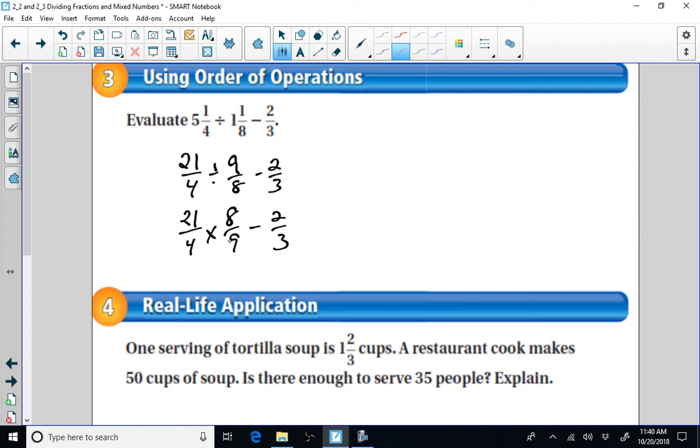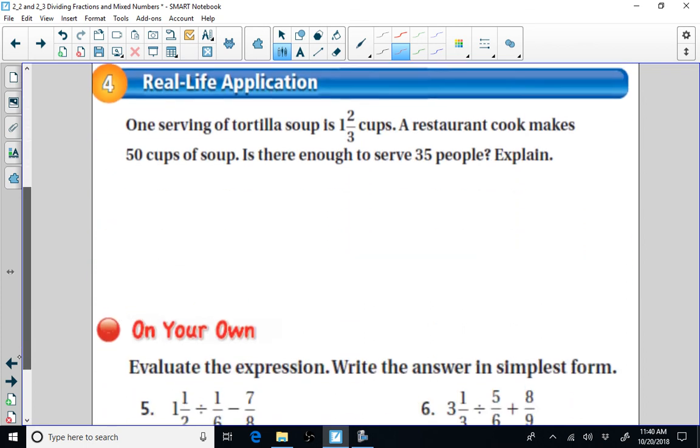I divide out 21 and 9 by 3, so that becomes 3, that becomes 7. I divide out 4 and 8 by 4, that becomes 1, that becomes 2. I multiply numerator times numerator. 7 times 2 is 14. Denominator times denominator. 1 times 3 is 3. But we still have to subtract the 2/3. Well, I have 14/3. Take away 2/3. I can subtract the numerators because the denominators are already the same. So 14 minus 2 is 12. We have 12/3. And 12/3 is the same as 4. Because 3 goes into 12 4 times. Okay?